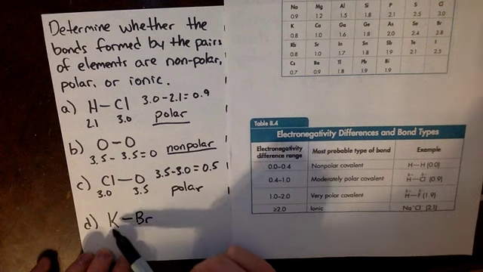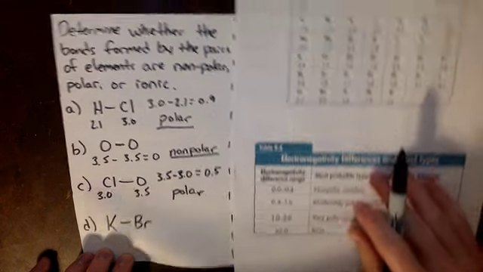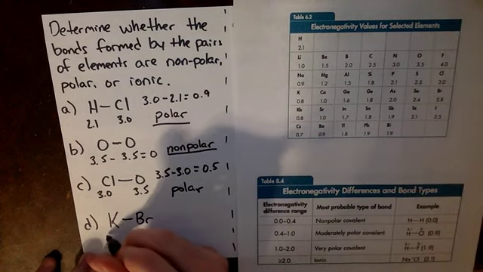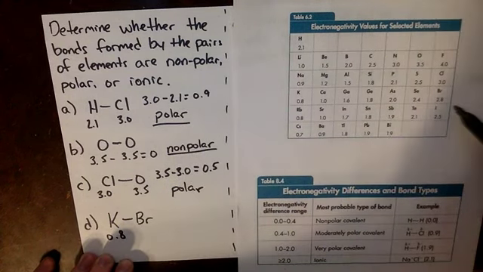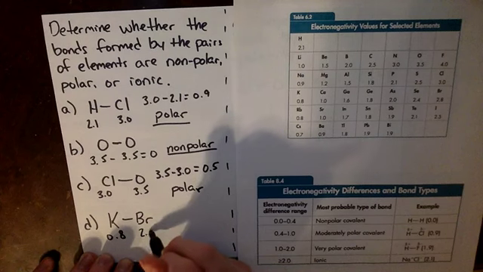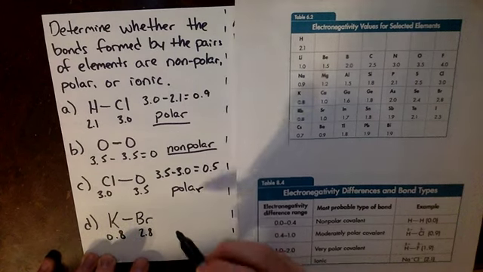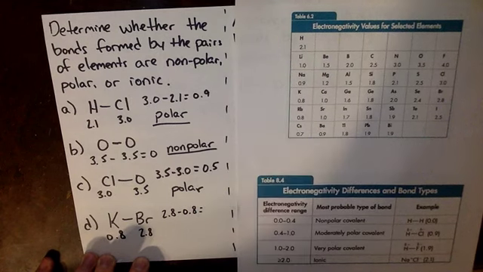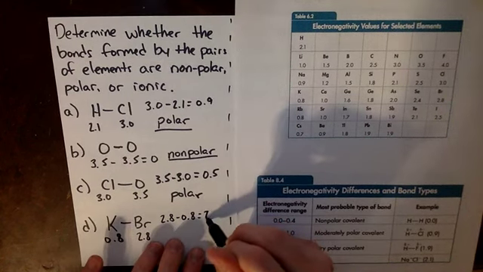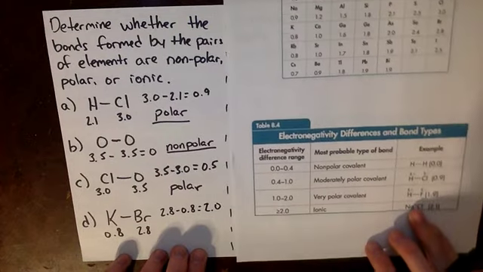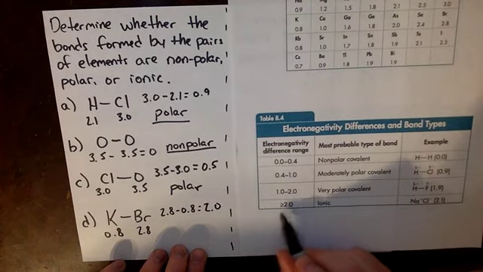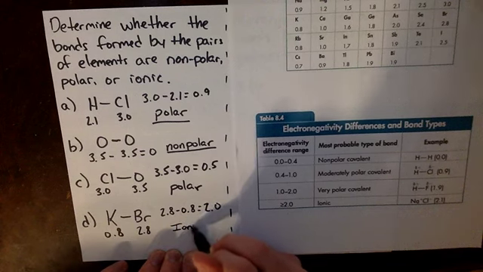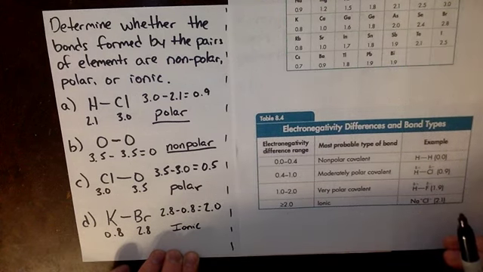Okay, and last we've got potassium and a bromine. So we'll look at our chart. Potassium is 0.8. Bromine is 2.8. So it gives us a difference of 2.8 minus 0.8, which is a difference of 2.0, which we can look at our chart again, and at the bottom, greater than or equal to 2.0 is considered to be an ionic bond. If you've got a huge difference in electronegativity, you're going to be ionic.